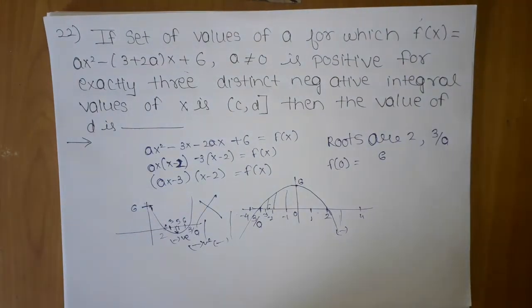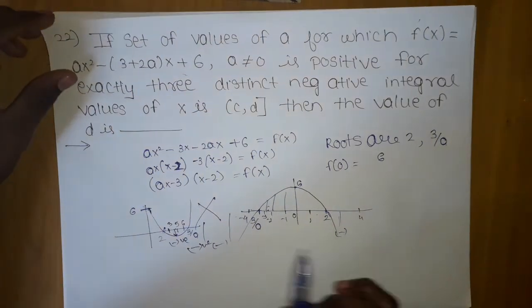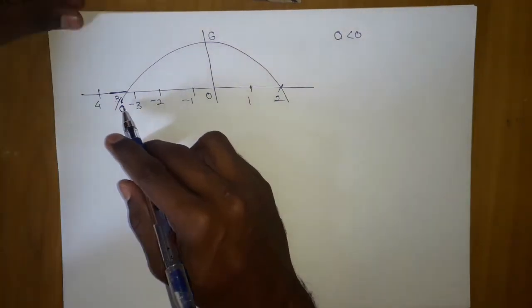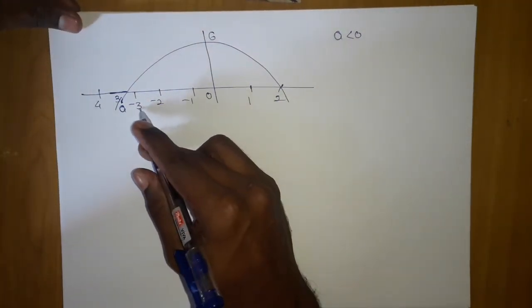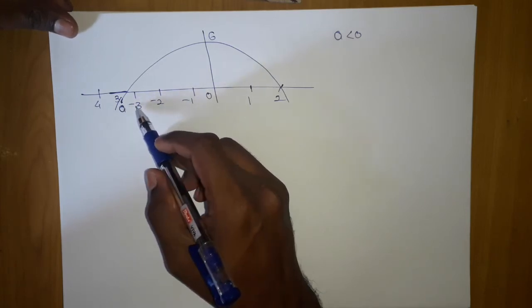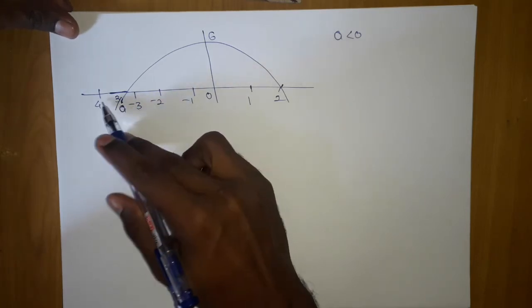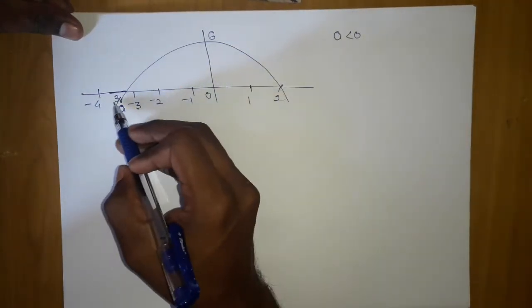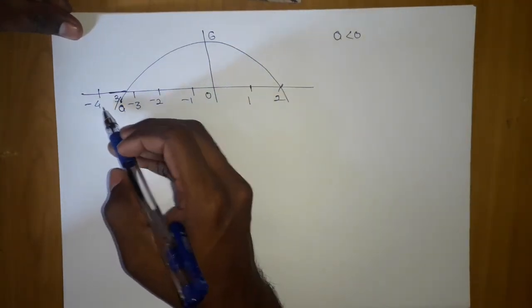Okay, what can we do further? For this to happen, 3 by a should be less than -3, but it can be, here it is -4. It can be greater than or equal to -4.